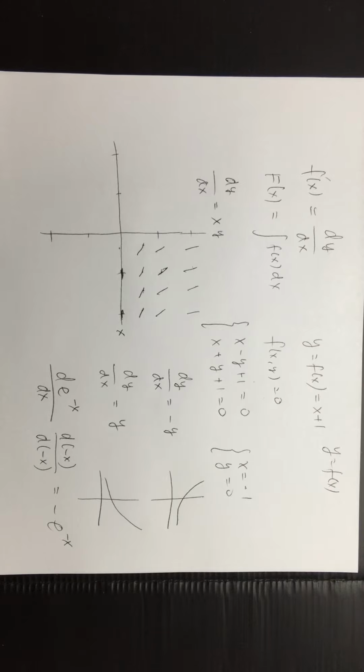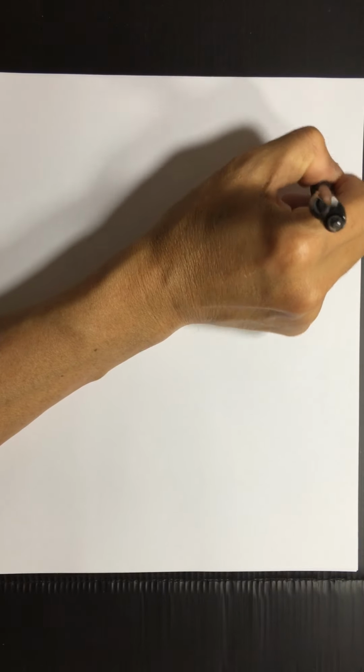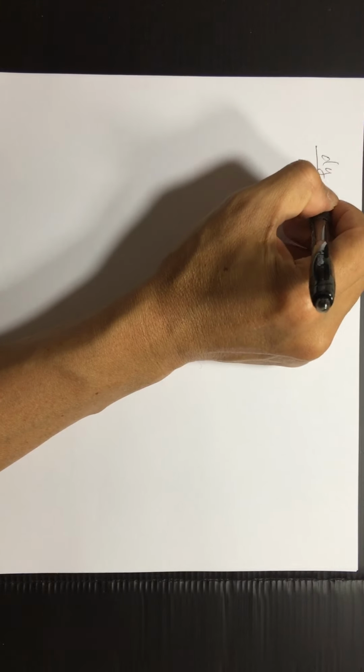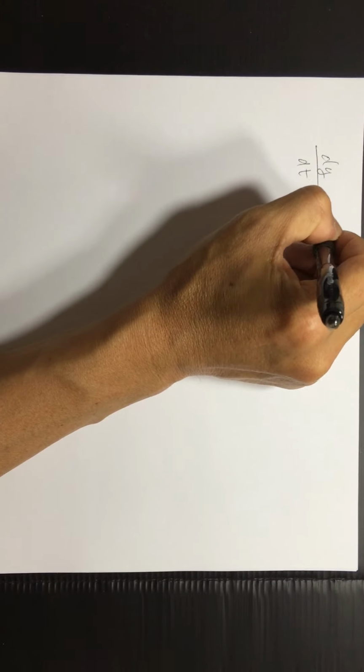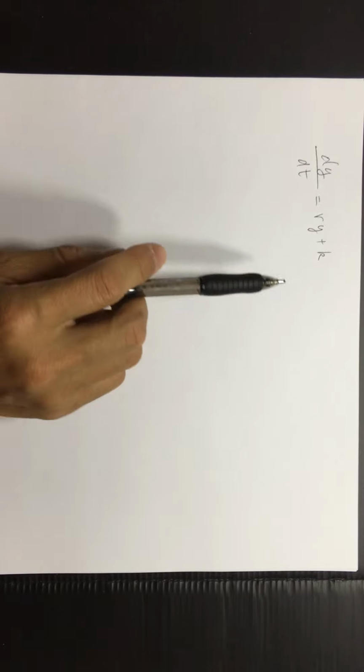Let's see. Let's do one of these. Watch this. dy. Let's say dt. Let's change your variable. Okay. rk is our constant. Now instead of just a y, now I have a constant.